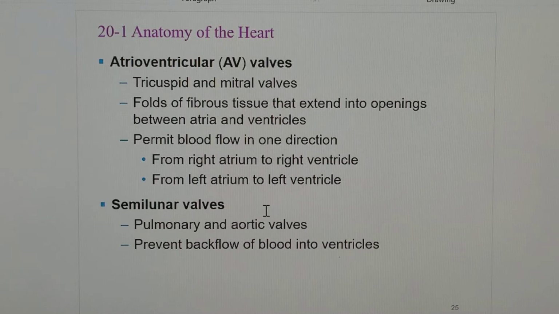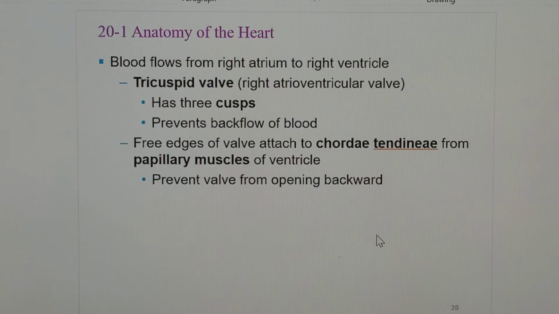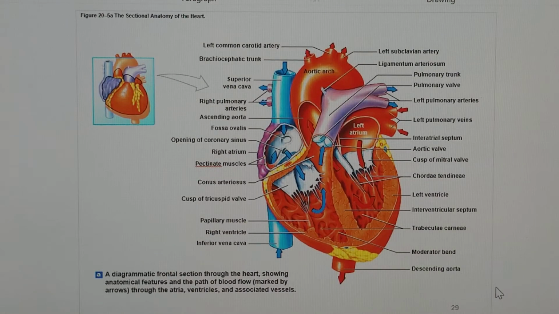Semilunar valves. The semilunar valves are the valves we talked about being the pulmonary and the aortic valve. They prevent backflow of blood into the ventricles.